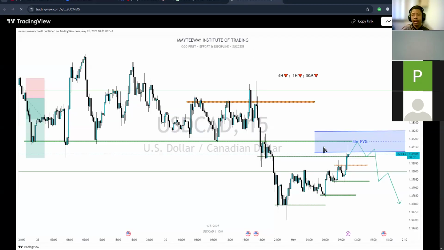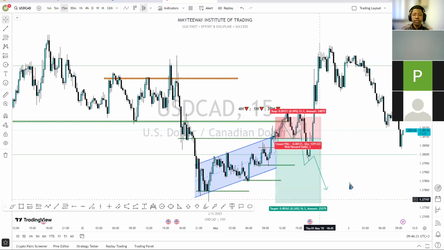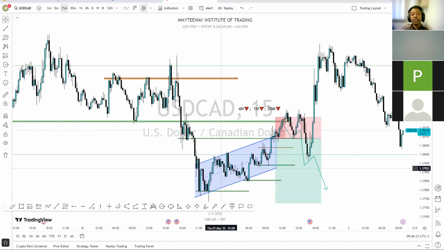Yeah, it was a 4-hour fair value gap. So we were retesting a 4-hour fair value gap right here. Once we are retesting a 4-hour fair value gap, we also had a channel. So our fair value gap was our area of interest. Then our additional confluence was an ascending channel.